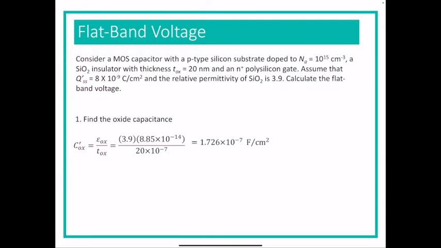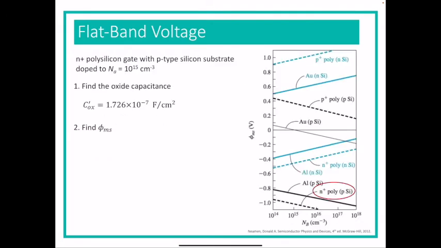And when we do that, we get 1.726 times 10 to the minus 7 farads per square centimeter. So we're going to push that up, and then we're going to use the graph to find the work function of the metal semiconductor connection, and we find the line for it is way down at the bottom, and we go to the concentration and then move over, and we can actually find the metal semiconductor value of about minus 1.1 volts.